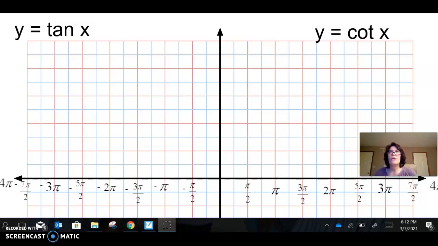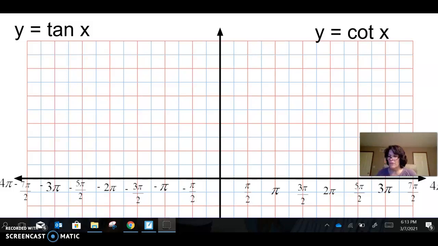Okay, Trig. So we are finished graphing sine and cosine, and we're going to move into tangent, cotangent, secant, and cosecant. The thing to remember with these four trig functions is, unlike sine and cosine, they have places where they are undefined, where we have vertical asymptotes.